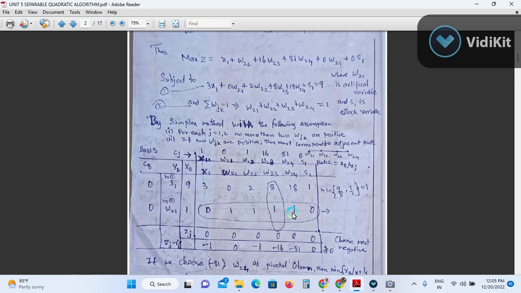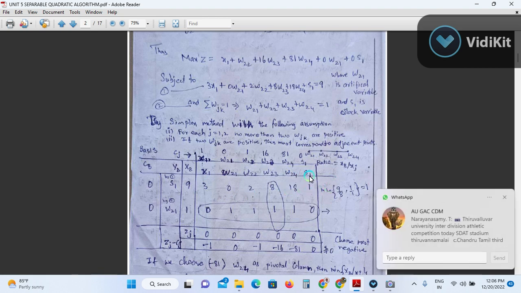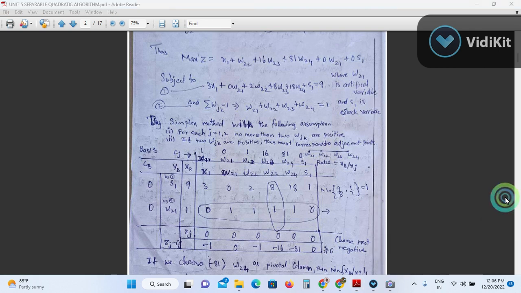So among these I have to choose the minimum ratio, right? So 9 by 18 is nothing but 1 by 2, and here 1 by 1, that is nothing but 1. So 1 by 2 comma 1, the minimum is 1 by 2. In other words, this is the pivotal row. Therefore this must be the leaving row, right? In other words, W24 is the entering variable and S1 is the outgoing, leaving variable, right?